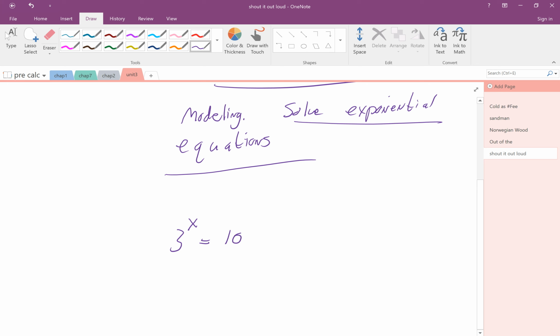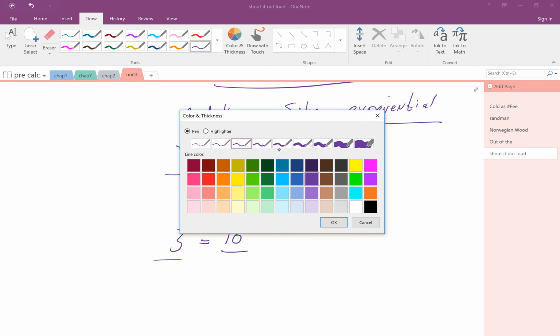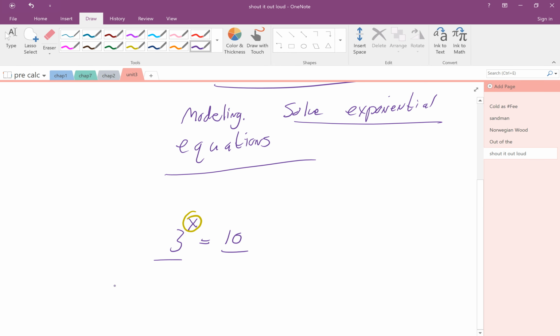We could graph this, right, and figure out where the intersection is. Graph this part, find the intersection. Guess and check, obviously, we could try that too and get it. But one thing that we can do, when we have a variable in the exponent such as this, then what we can do is take the log of both sides.